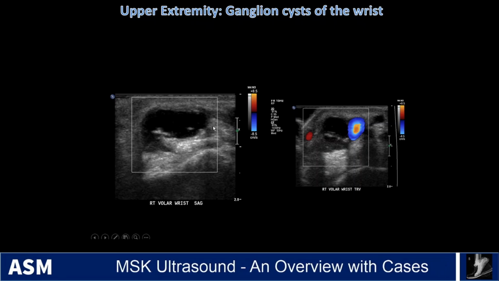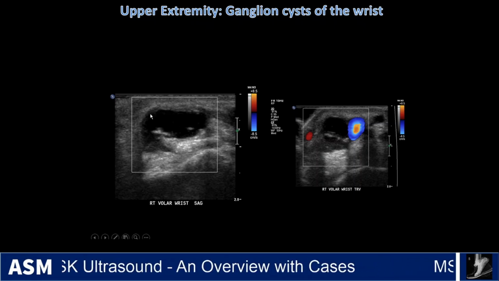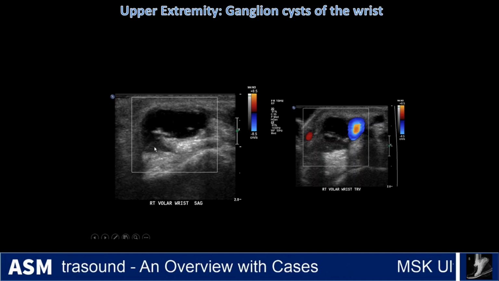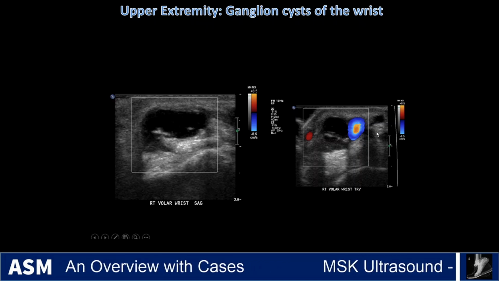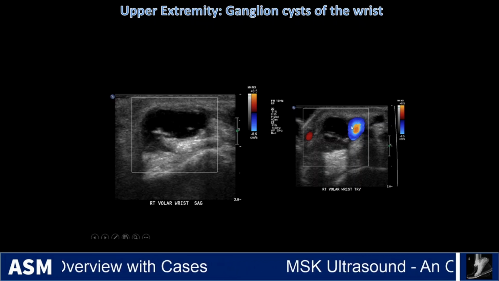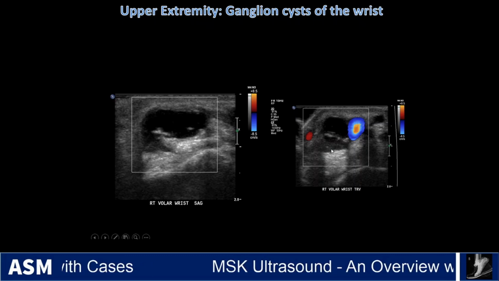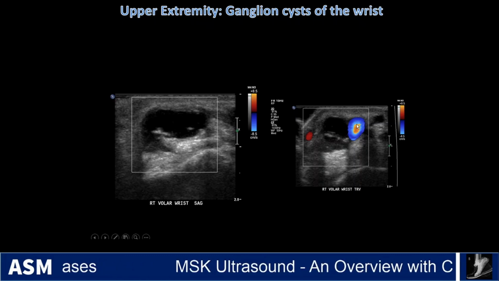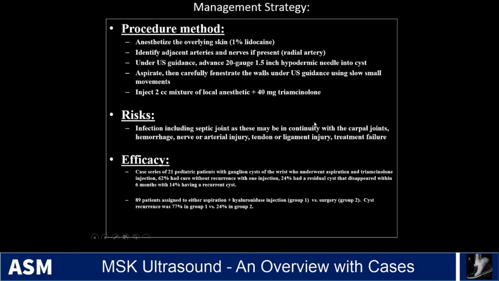The next one would be ganglion cyst aspirations in the wrist. In this case, this is a radial volar ganglion cyst. You can see it going down toward the joint here. There's no flow inside of it, but there is flow right here, and this is the radial artery next to it. And so some of these volar radial ones may be located near the radial artery, so you got to be really careful not to poke the artery while you're doing any procedures for this.